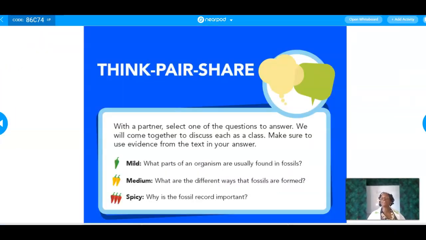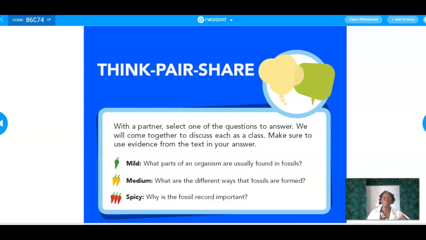Then we continue with having the students collaborate and discuss with the Think, Pair, Share. With the partner, have them select one of the questions to answer. Then you tell the students that we're going to come back together to discuss each of these as a class. Make sure to use evidence from the textbook in your answer, or you can tell them to use evidence from the slideshow that we've done in their answers.